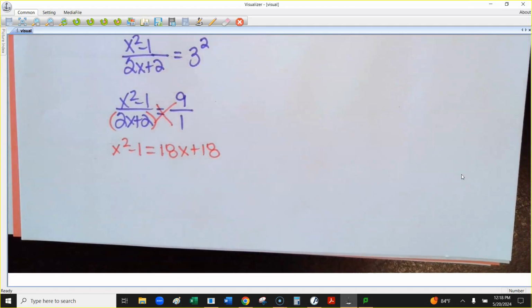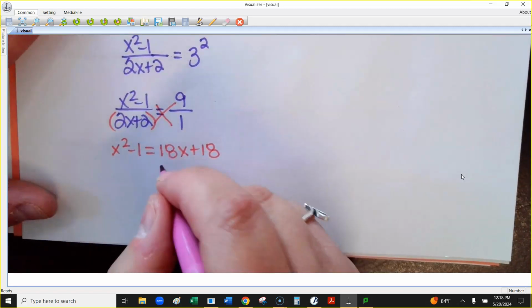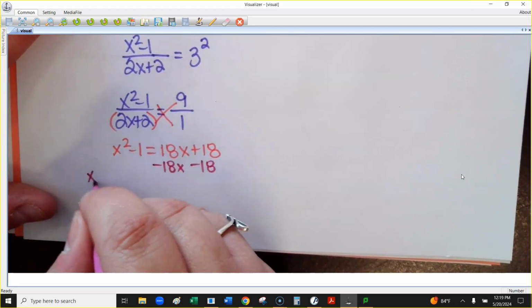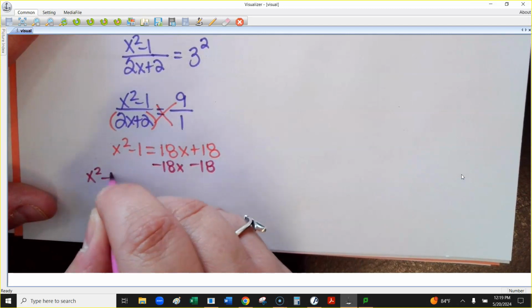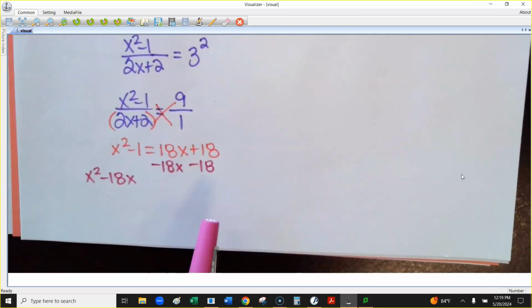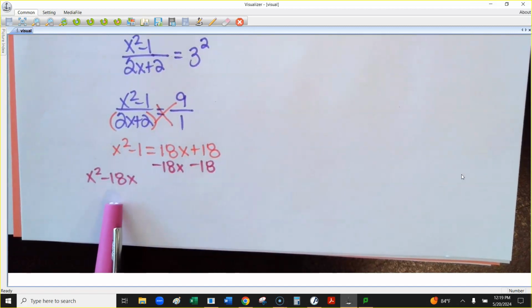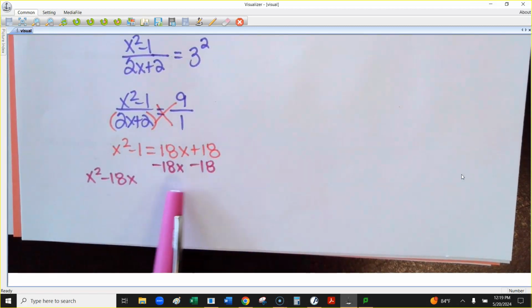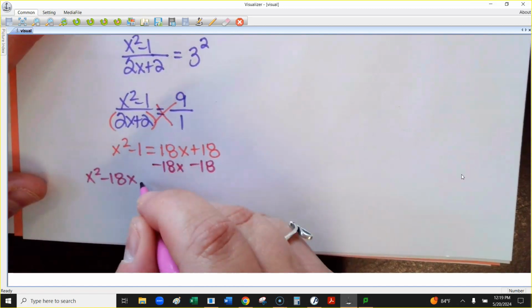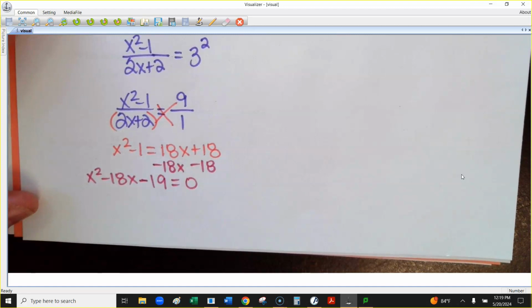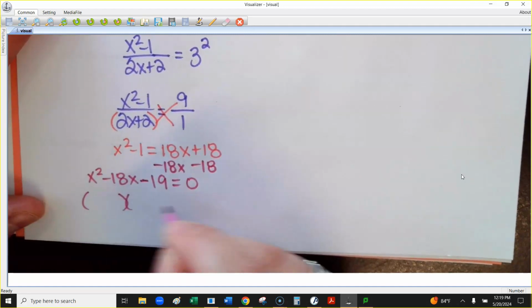I know this is kind of tricky, but this is going to be a quadratic, and that's how it is on the test too. So I'm going to subtract 18x and subtract 18. I want to try to keep my squared term positive if I can. When I move those to the other side, the 18x, when I subtract that, there's nothing to combine that with. But when I subtract 18, I had a negative 1 over here, so that would actually make that negative 19. And I promise if you get a question like this, you'll be able to factor it.